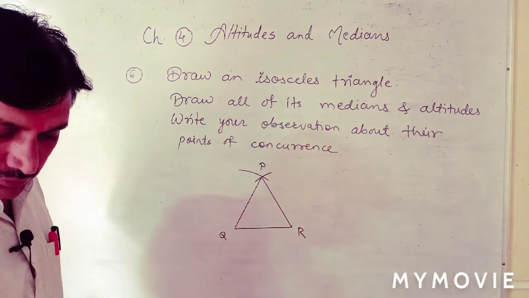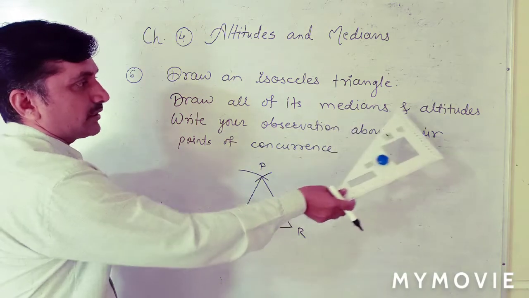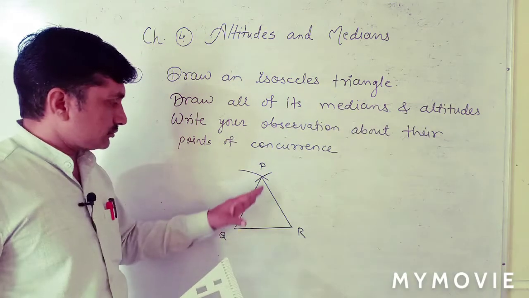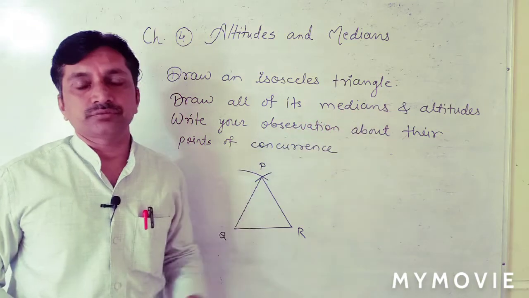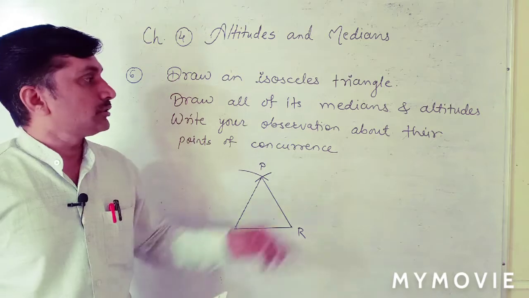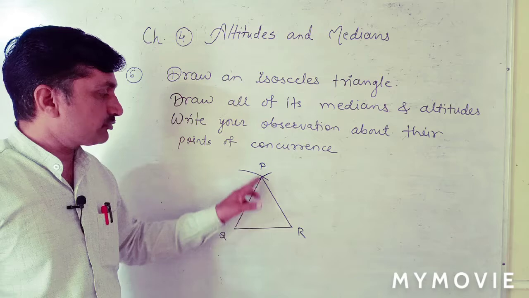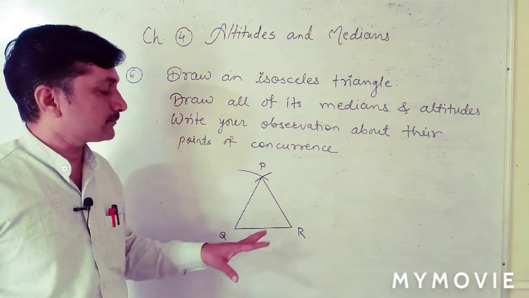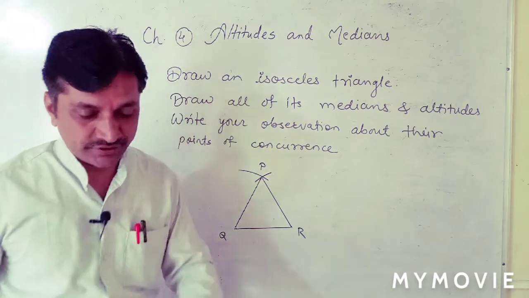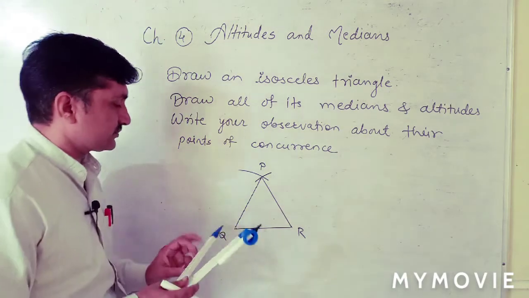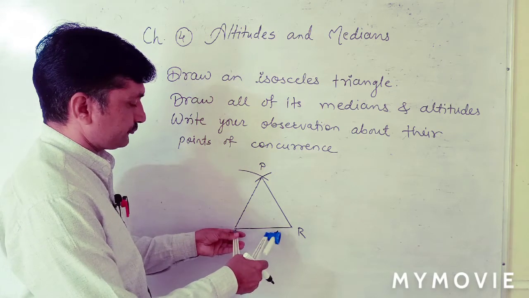Now, what to do here? Draw medians and altitudes. Now here we got the isosceles triangle. We have to draw medians and altitudes. Okay. Now for median, we want the midpoint. Midpoint of all three sides. Then we will join them with the vertices, we get medians. Let's draw side bisectors to get midpoints by taking more than half distance. Now first I bisect QR, more than half.